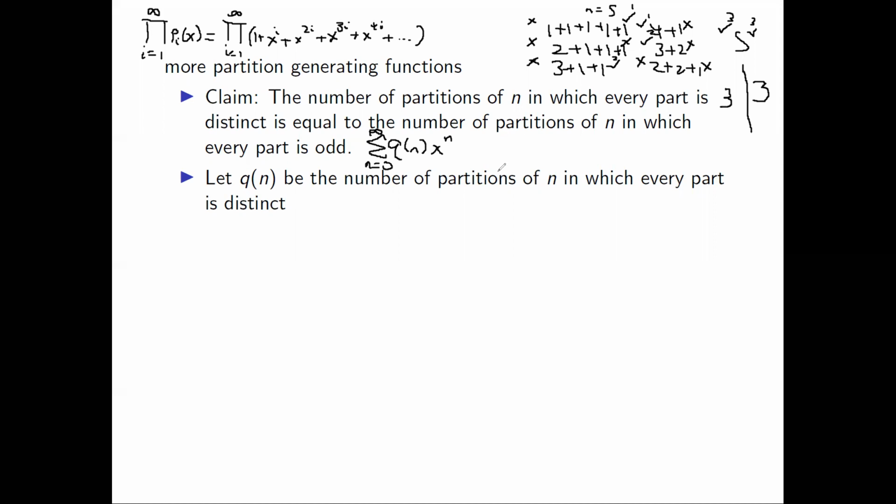Now, to get Q of n, we want to modify this so that every part is distinct. Every part is distinct. That means that each i occurs 0 or 1 times. So each integer i either doesn't occur or it occurs at most once. So in order to modify this product, to get rid of situations where we have an i occurring more than once, we can just cross out the terms that correspond to having more than one i. More than one i is like 2i, 3i, 4i, 5i, and so on. So we just get rid of that, get rid of that, get rid of that, and just keep it going forever like that.